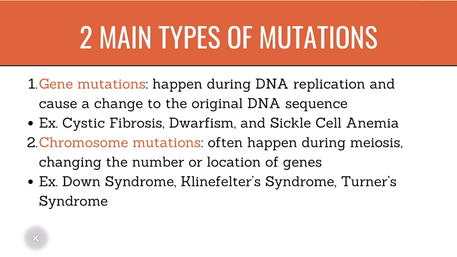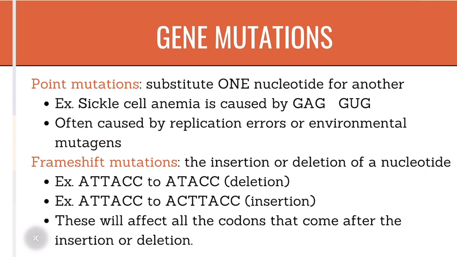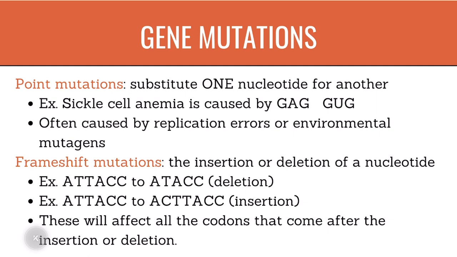Then you have chromosomal mutations, which often happen during meiosis, and that's going to change the number or location of genes because it's going to impact the full chromosomes, which contain hundreds or thousands of genes. So an example of chromosomal mutations are going to be Down syndrome, Klinefelter syndrome, or Turner syndrome. So let's take a closer look at gene mutations.